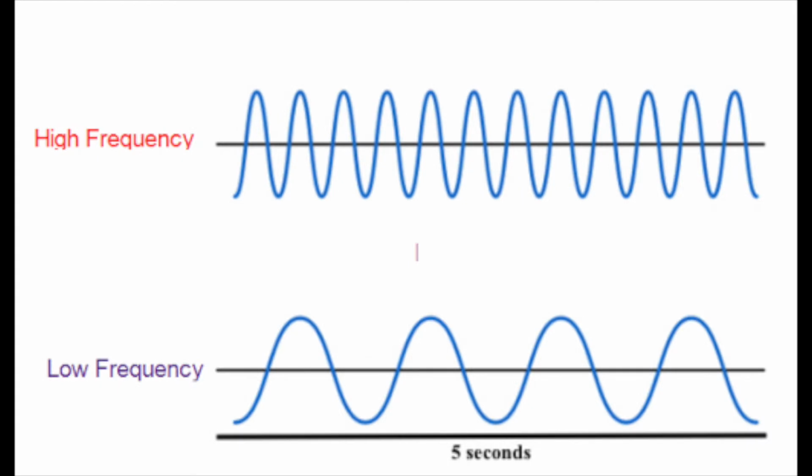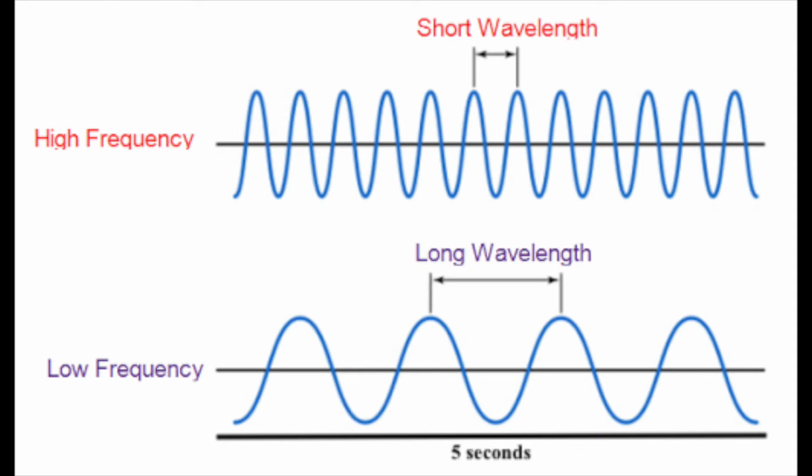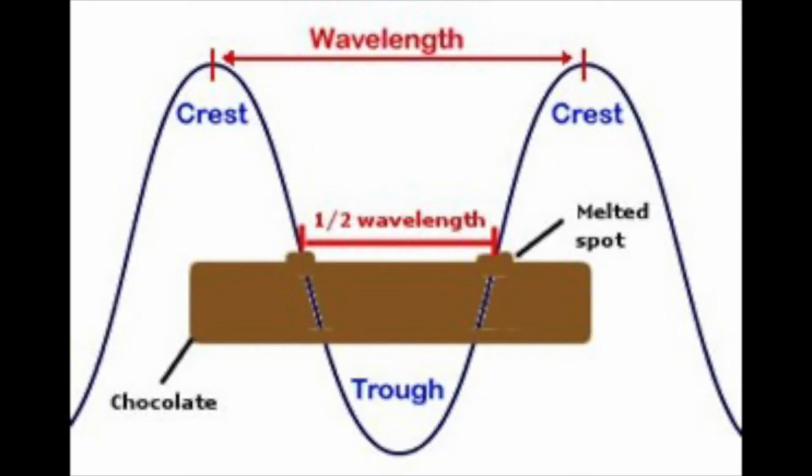We can also say that the distance between the crests is called wavelength. So we can say that the top has a short wavelength while the bottom has a long wavelength. Now let's look at our experiment with the chocolate bar. From the diagram, we see that the two melted spots don't exactly span an entire wavelength. They actually span about half a wavelength.